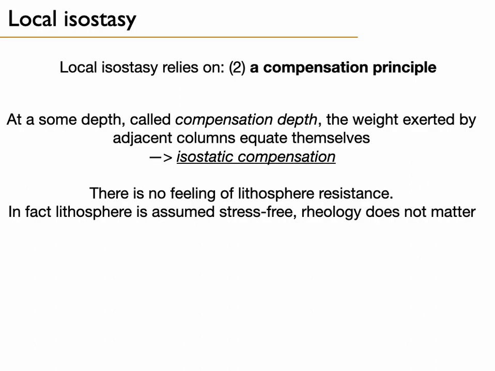So it basically means that if you have two lithospheric or crustal columns of different thicknesses which are adjacent to each other, there should be a depth somewhere down in the earth where the pressure below these two columns is equal. So that's the second ingredient. We have the static equilibrium and the isostatic compensation.